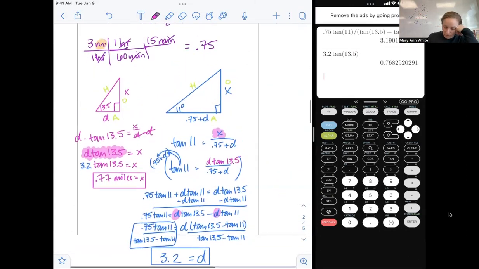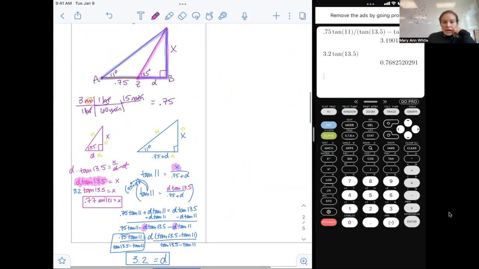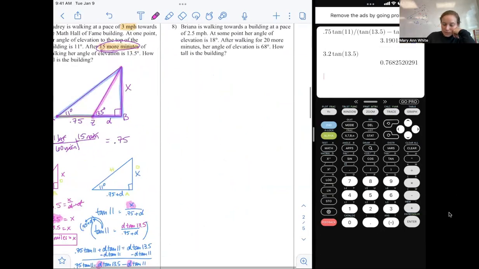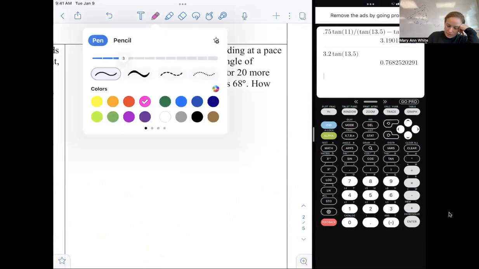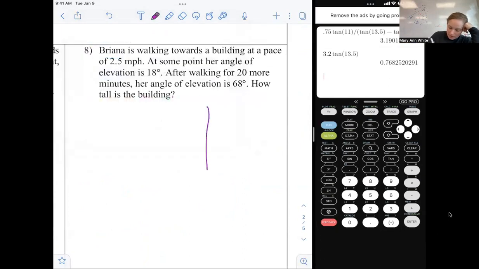I've got about 5 more minutes and I want to try and do the next one for you. It's the last problem on this sheet. You can go back at that one if you need to. This is super similar to this one that we just did. So I'm going to draw my big picture.